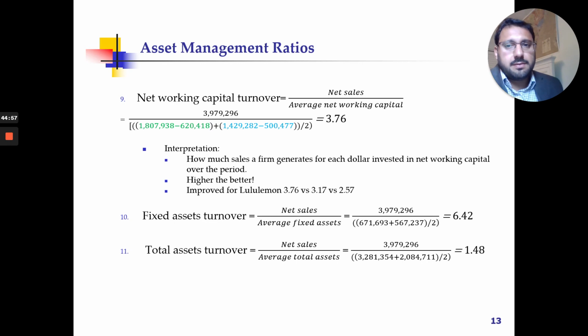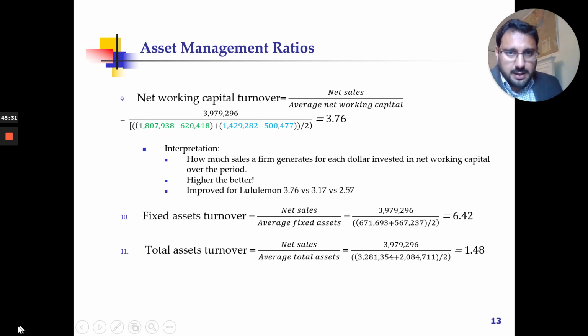Finally, we have the last three asset management ratios. One is the net working capital turnover, the other one is the fixed asset turnover, and the last one is the total asset turnover. And the interpretation is the same. If you understand the first one, you will be able to understand the other two as well. Whenever turnover comes to your mind, or you hear about turnover, it means how many times over a particular period something has been done.